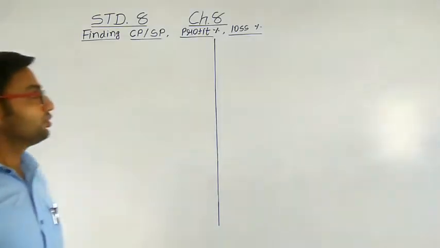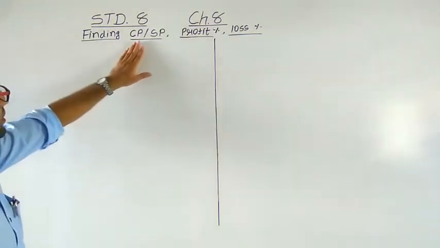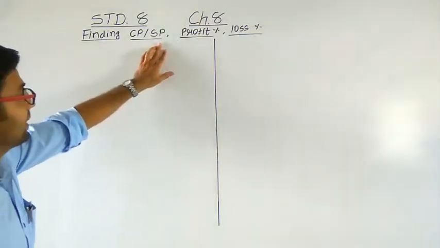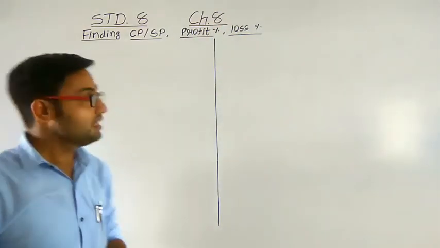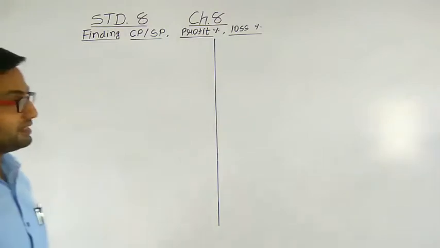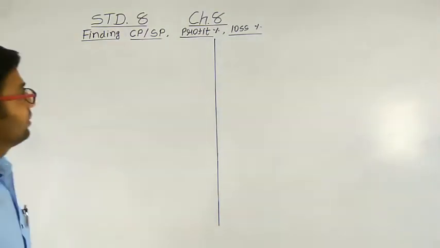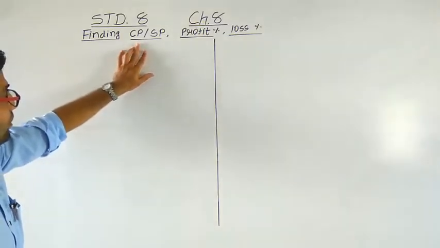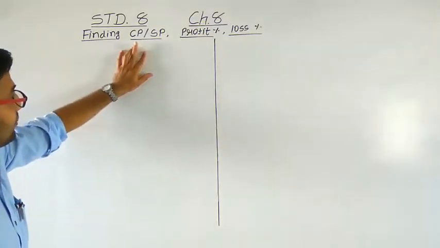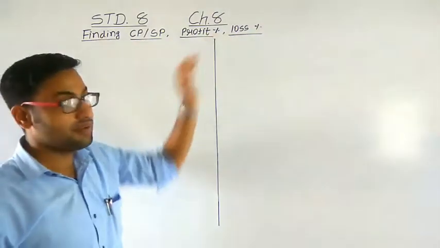Hello students, today we will study the new topic, that is finding cost price, selling price, profit percentage, loss percentage. This is the topic of standard 8, chapter number 8, comparing quantities. Before we study, we have to first keep in mind what these terms are and what their meanings are.